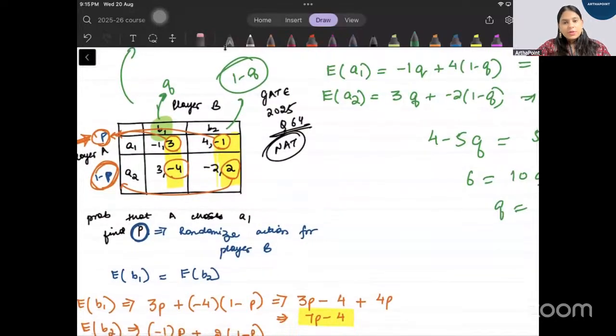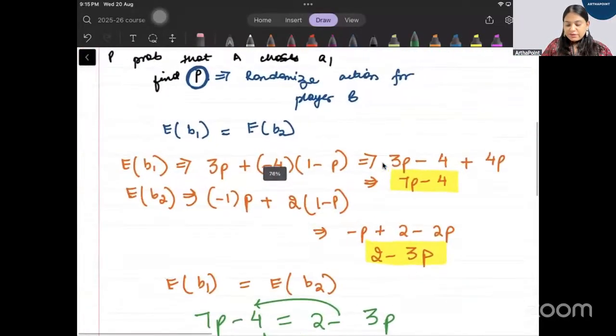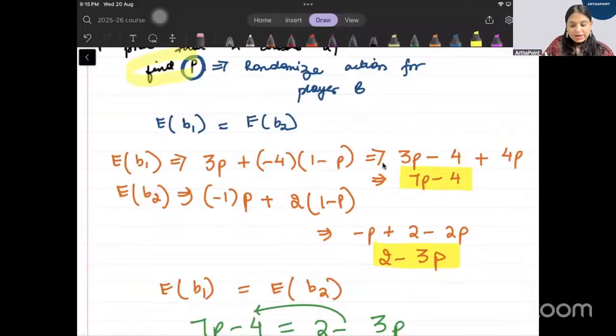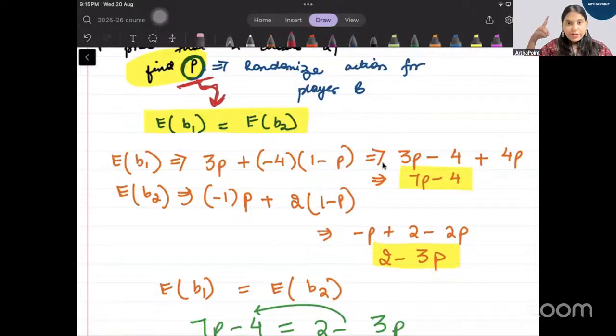Do it very carefully. It's very simple. Whenever you are finding the probability of one player, you randomize the expected payoff of the other. So if I have to find P, I will randomize over the other player. If I have to find Q, I will randomize over the other player. Just keep this in mind.